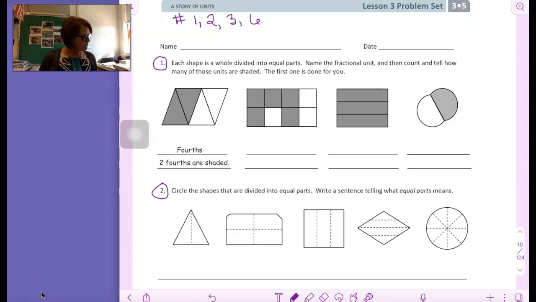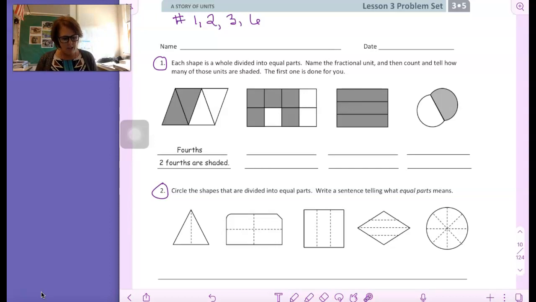So you watched your daily video and you did some work with fractions, talking about the fractional parts. We are going to do numbers 1, 2, 3, and 6 on our problem set. And then you're going to have some problems on your homework as well. So let's go ahead and get started.